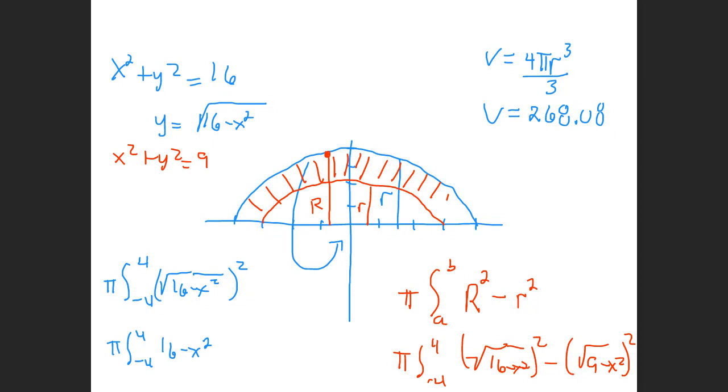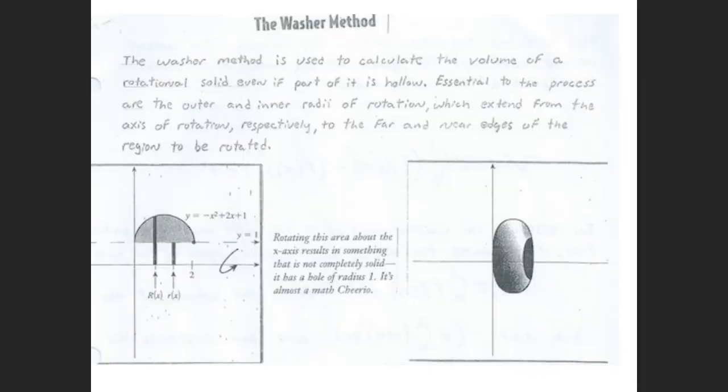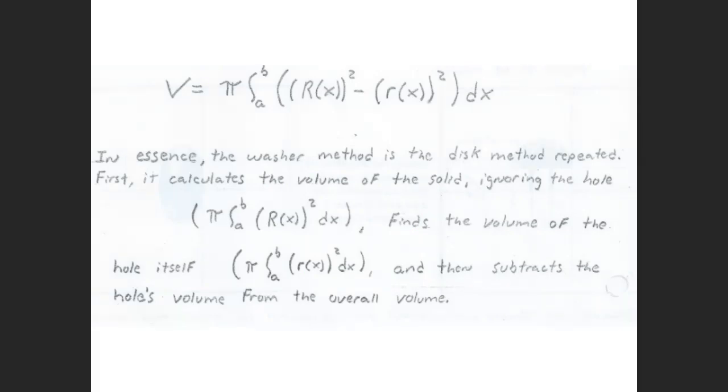So big radius squared minus small radius squared gives us the volume when there's a hole in there. Okay, so here are the notes. This is called the washer method because you're really going to end up with a hole in the middle there. And here's the formula: pi times the integral from a to b of big radius squared minus small radius squared dx.